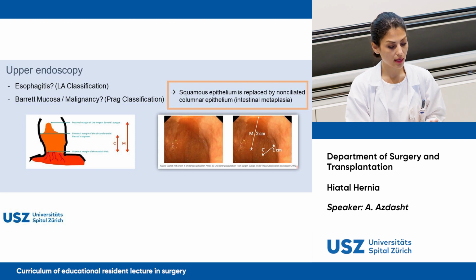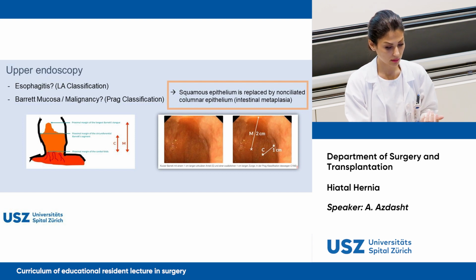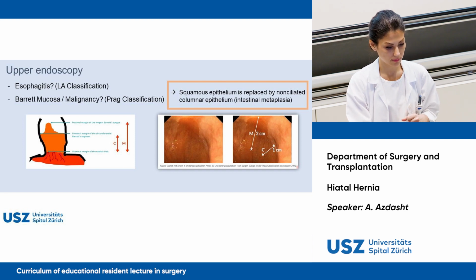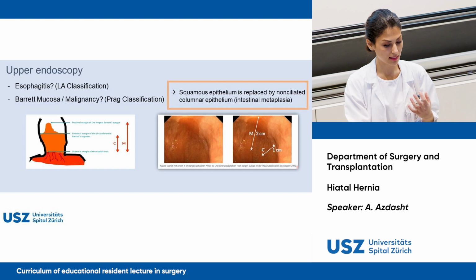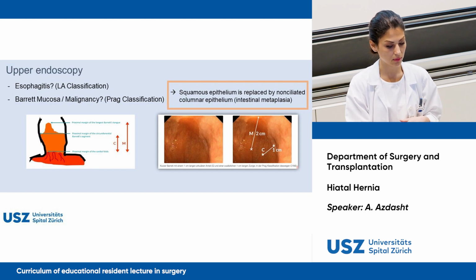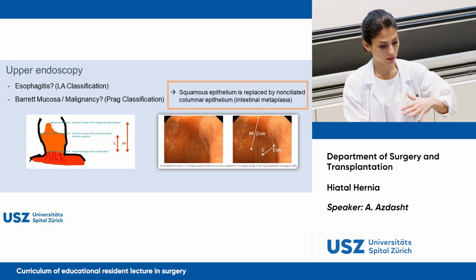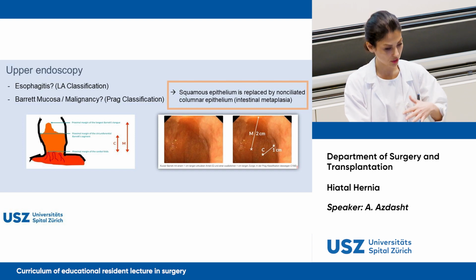We also have to rule out Barrett esophagus or malignancy, as the reflux can cause metaplasia in a Barrett esophagus, which is pre-malignant. So what happens actually is that the acid damages the mucosa, and the squamous epithelium that is in the esophagus is replaced by non-ciliated columnar epithelium, and this is the intestinal metaplasia that is pre-malignant. And the physiological transformation zone between the squamous and the columnar epithelium is shifted upwards.